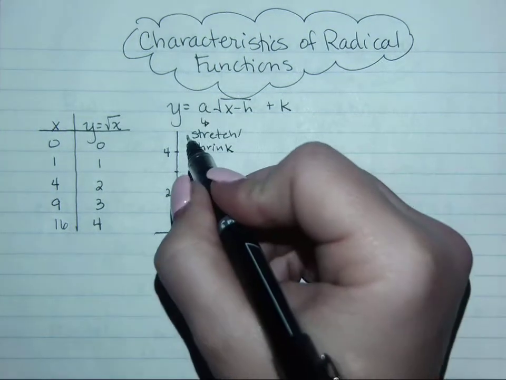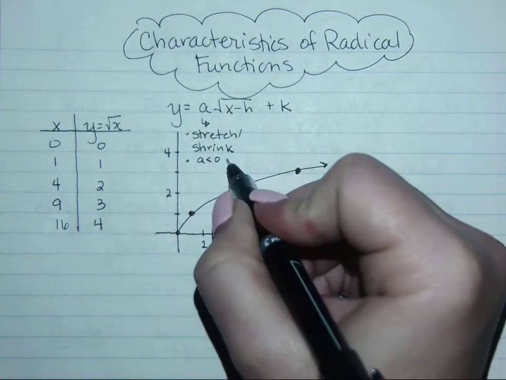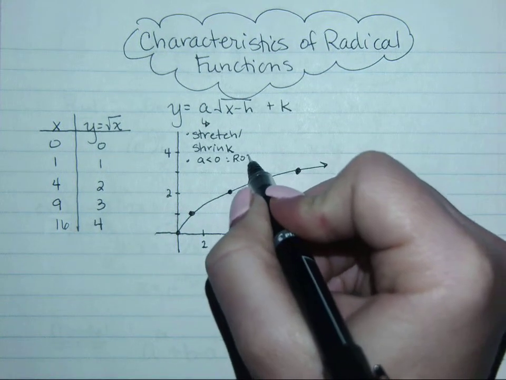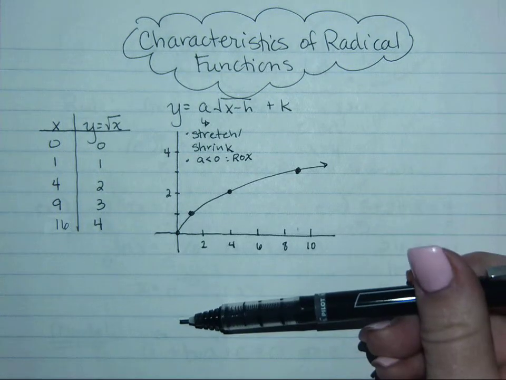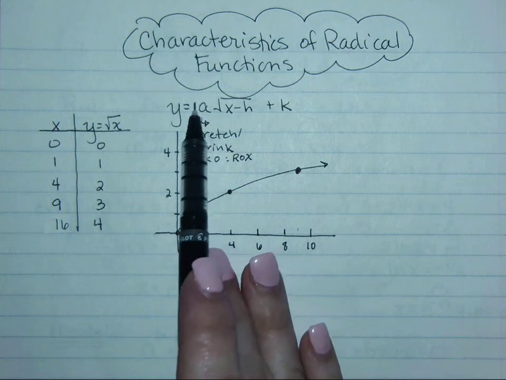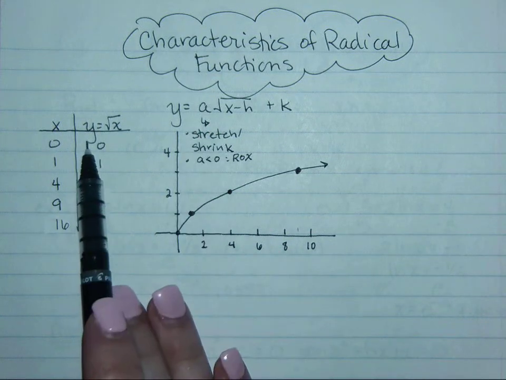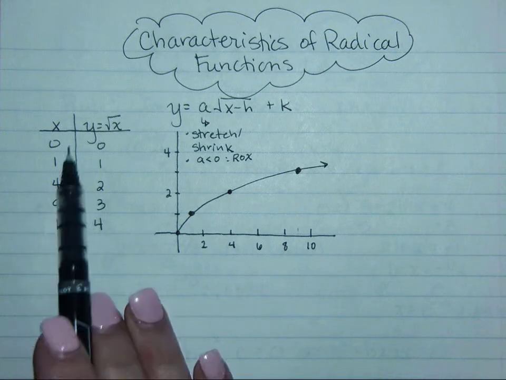Other things are that if your a value is negative, this is when we reflect about the x-axis. And so that's where this whole graph would flip around the x-axis. And again, we'll see that because when this value is negative and we perform order of operations on our parent graph, it's going to change all of these to negative values.